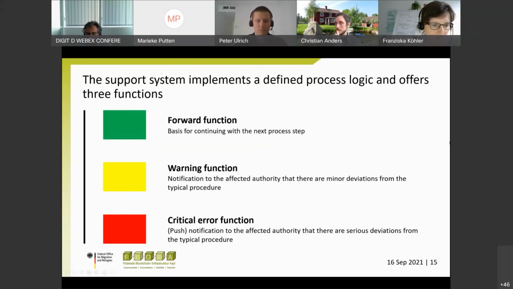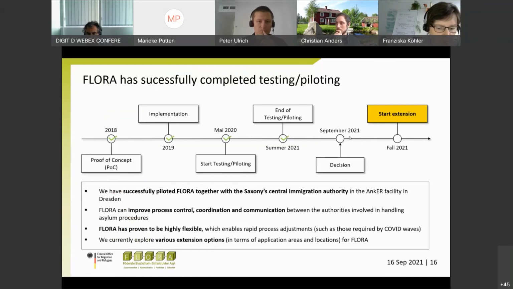Yeah, this is about our application. And finally, we want to answer the question, where are we now and what will we do in the next step? In April, we started testing the Flora support system in the Anker facility Dresden in real work. And the results are, first, all these Excel lists I spoke about no longer exist. All standard cases are coordinated via Flora, and our officials are very happy about the solution and don't want to go back to the old system.